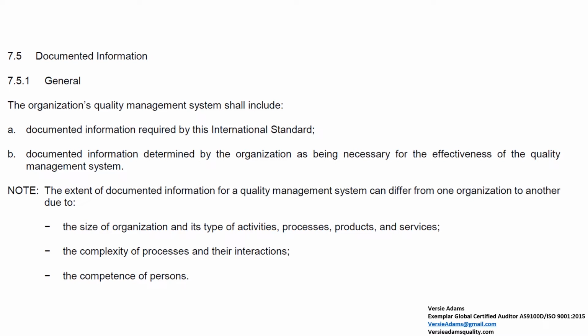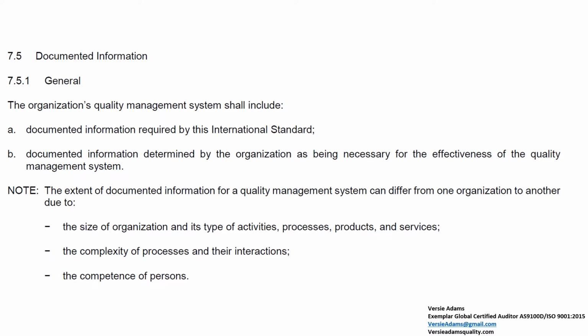Okay, so 7.5.1 general, what I just read to you, what does that mean to you and your organization and the rest of the manufacturing world? The organization's quality management system shall include documented information required by this international standard. So throughout the standard, you're going to see the term documented information stated 79 times in a combination of ways. It's going to be stated as documented information shall be retained, shall be available, or shall be maintained. Those are key words to pay attention to when you see them referenced throughout the standard.